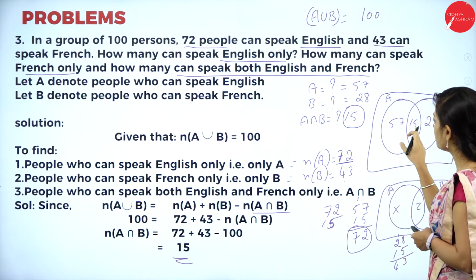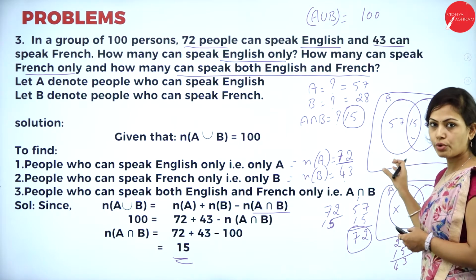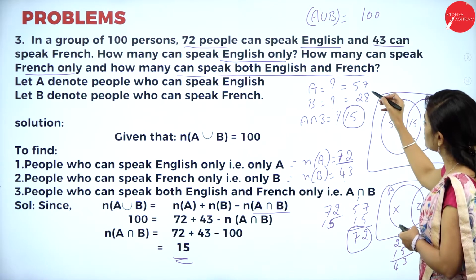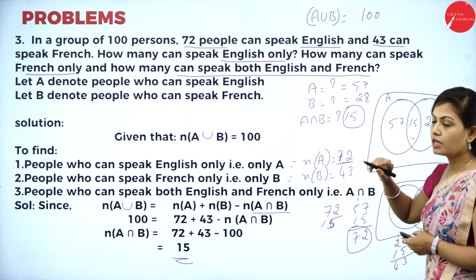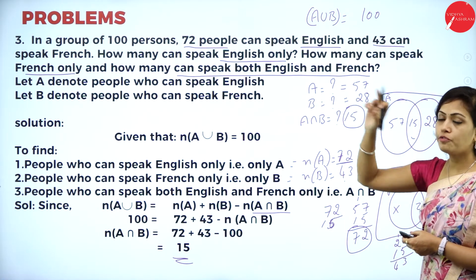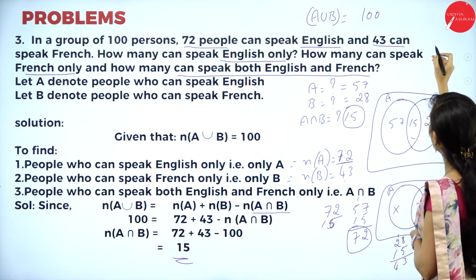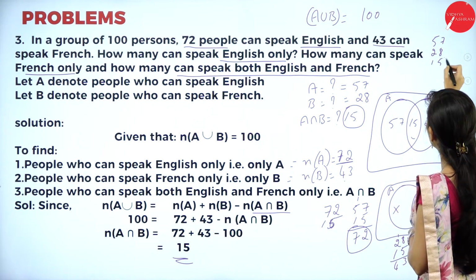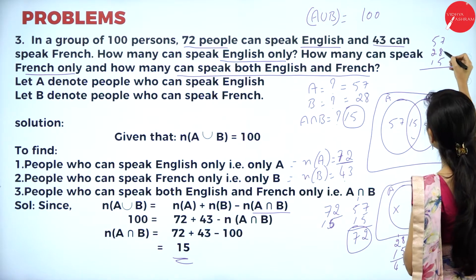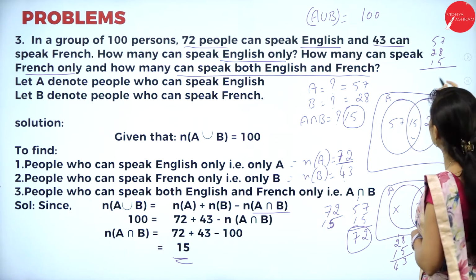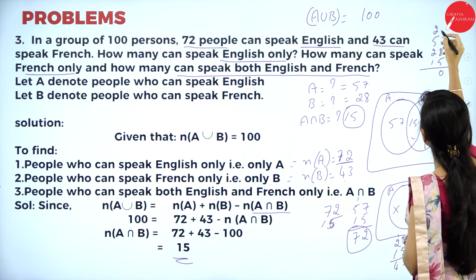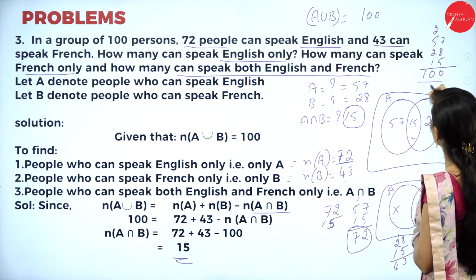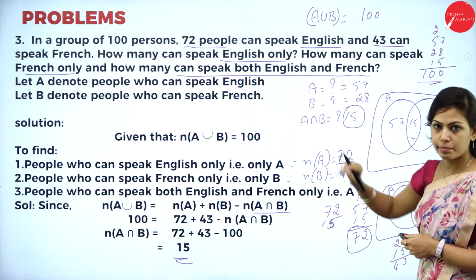So A intersection B is 15. So now you can cross check this. So 57 plus 28 plus 15. We have a group of 100 persons. So how many persons are there? 57, 28 and 15. 7 plus 8 is 15, 15 plus 5 is 20, and it is 100. So totally we have 100 persons.